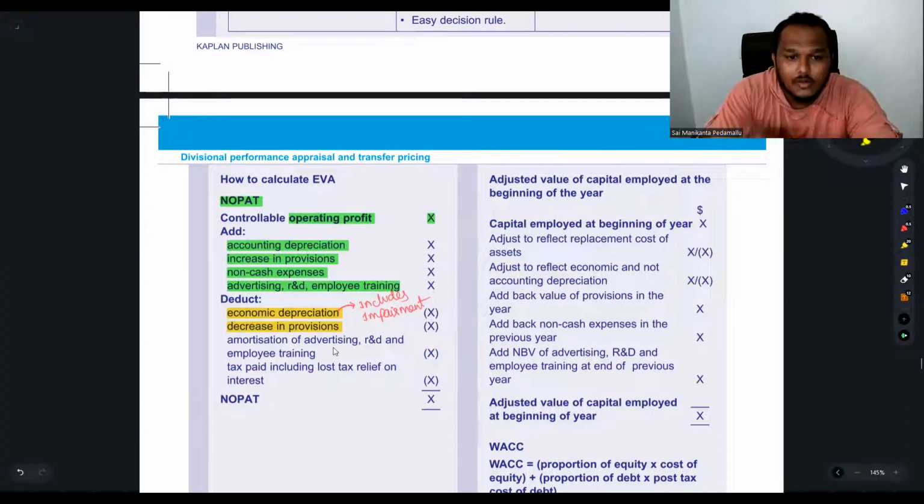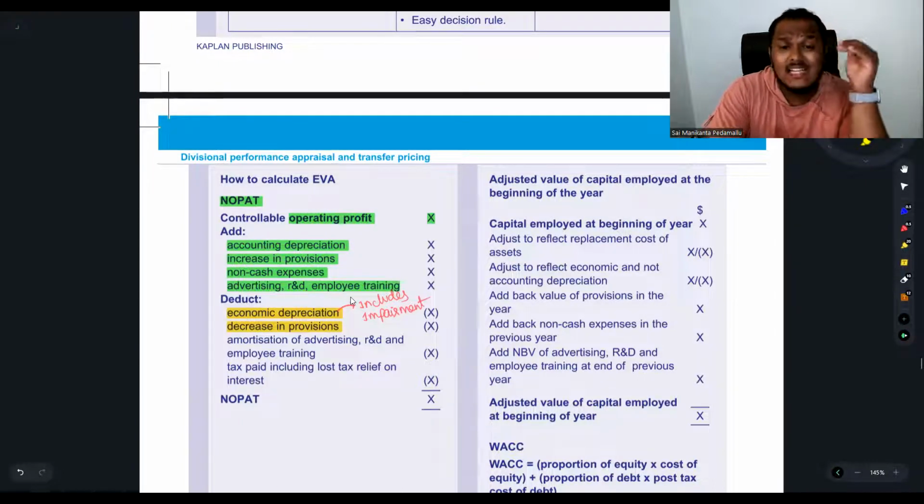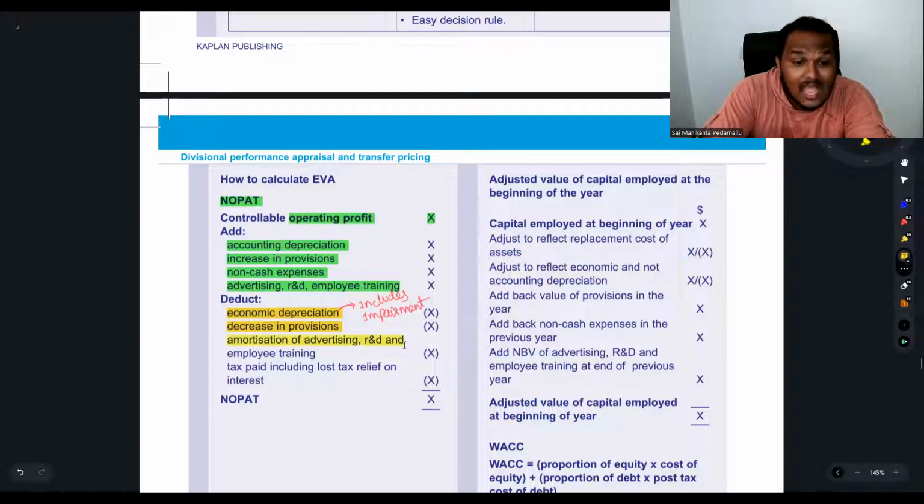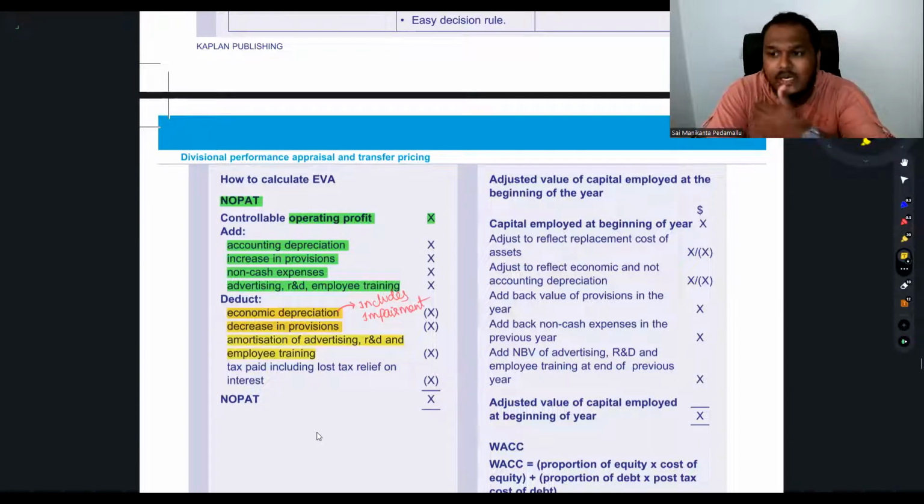Whatever you are doing, this advertisement, research and development, employee training, these things will give you benefit over a period of time. These are not for 1 year. In your books of accounts, you might have charged it to profit and loss of 1 year, but that's not 1 year's expenditure. That is for a period of time. So you add back such expenditures which are charged to your profit and loss, and then in place of that, you subtract the amortization of that. Means what, sir? You allocate that to each year and then you deduct that amount.